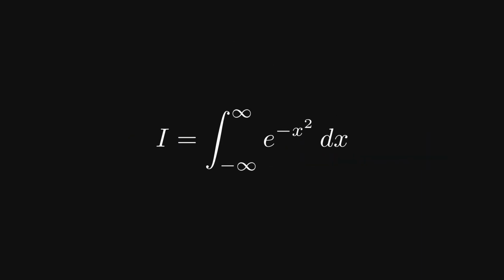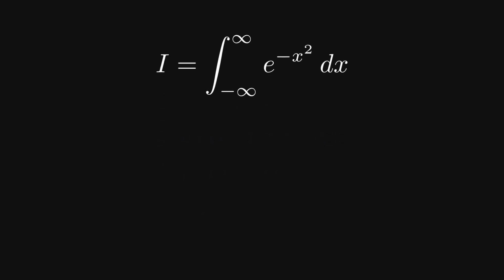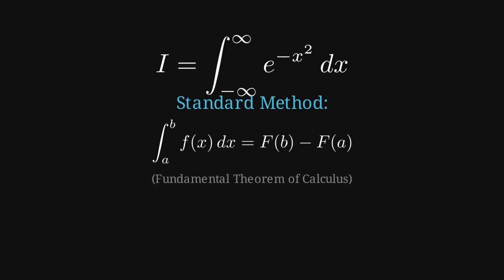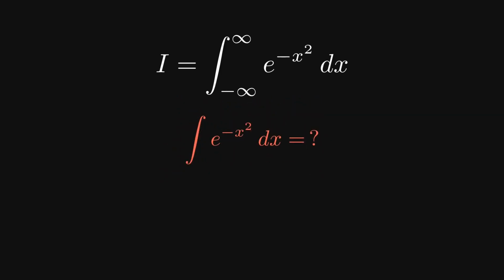Let's define our integral. We'll call it I, so I equals the integral from negative infinity to positive infinity of e to the negative x squared dx. Now, before we dive into the solution, let's understand why this is so hard. If you've taken calculus, you know that to evaluate a definite integral, you typically find the antiderivative first, then apply the fundamental theorem of calculus.